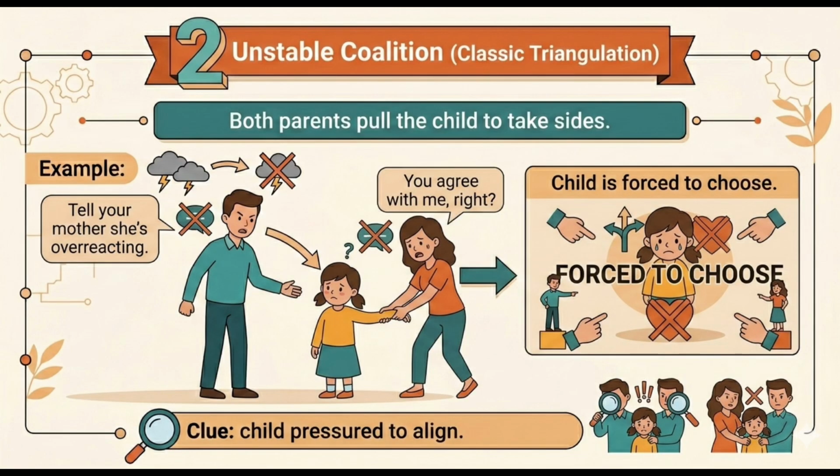Two, unstable coalition, classic triangulation. Both parents pull the child to take sides. Example: father says, "Tell your mother she's overreacting." Mother says, "You agree with me, right?" Child is forced to choose. Clue: child pressured to align.